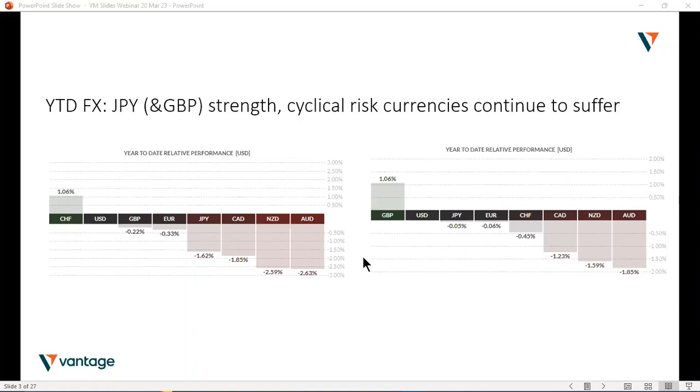Currencies, we can see from this graphic chart that we've added over the last few weeks. On the left-hand side is last week's year-to-date performance of the majors, and the right-hand side is a snapshot from a few minutes ago. And you can see surprise strength in sterling. We'll touch upon that when we go through the Bank of England.